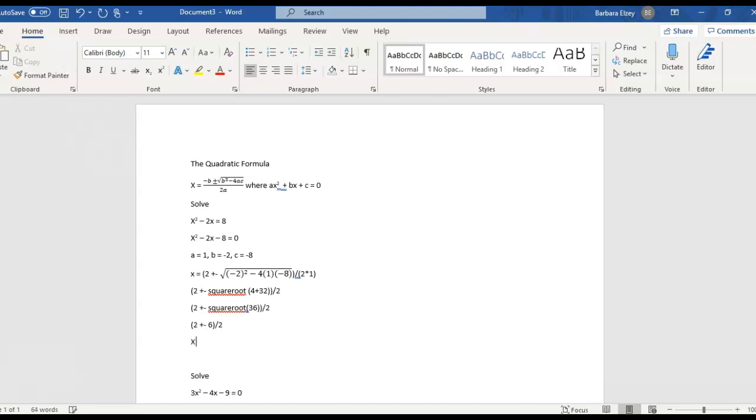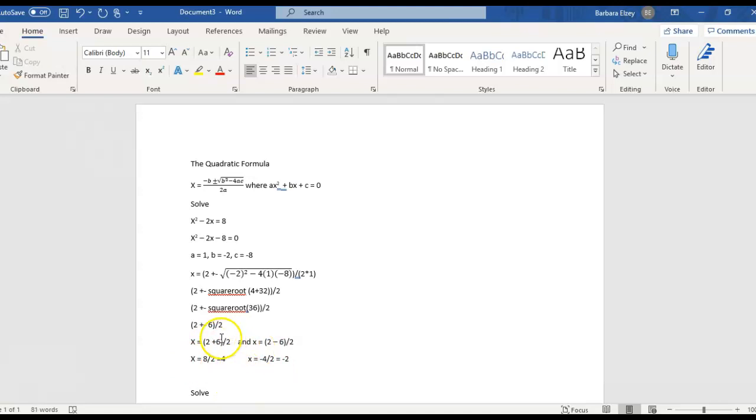So we've got two answers here. We have 2 plus 6 over 2, and we have 2 minus 6 over 2. That's what our plus and minus means. So in this instance, we get 8 over 2, which is 4. And in our second solution, we get negative 4 over 2, which is negative 2.